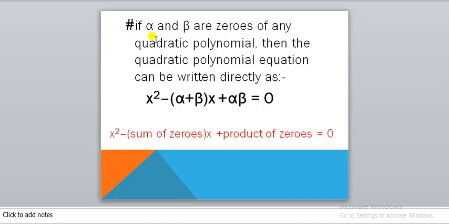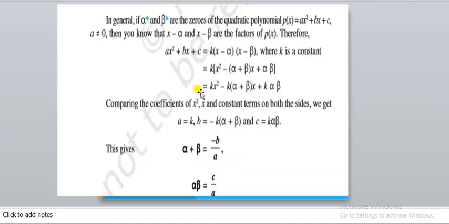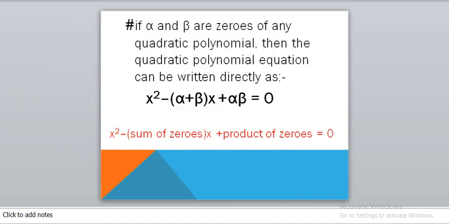Now if the two zeros alpha and beta of any quadratic polynomial are given, then you can write the quadratic polynomial directly using these two zeros, and the formula is x square minus alpha plus beta into x plus alpha beta equals 0. So if you are given two zeros, just find the sum of the zeros and product of the zeros, and put them in this equation. You will find the required quadratic polynomial.